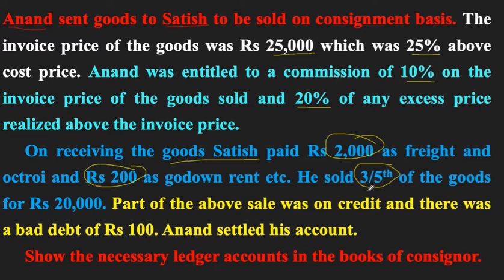So 3/5 of goods is 3/5 of 25,000. So 3/5 of 25,000 is how much? 15,000, right? So 15,000, 3/5 of the goods, he is selling for how much? For 20,000, that is, 15,000 goods he is selling for 20,000.